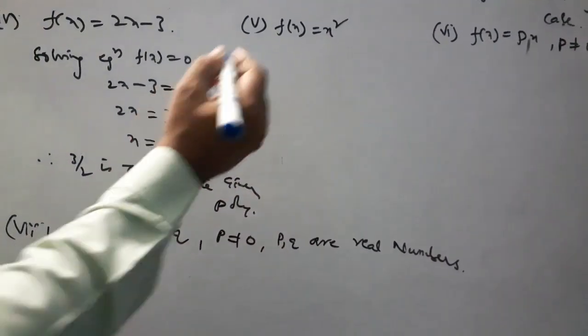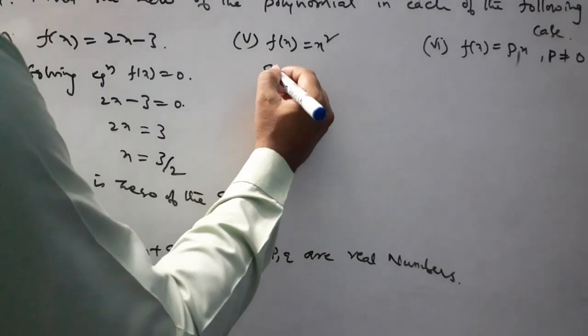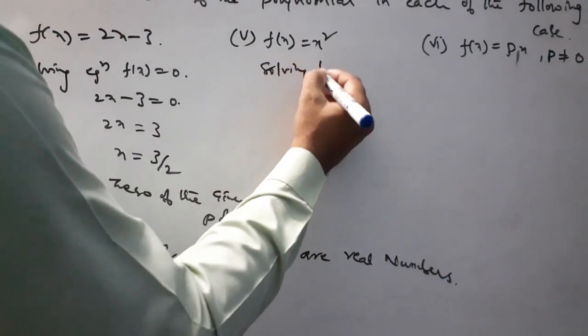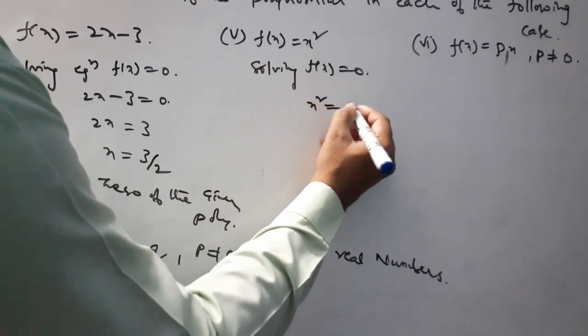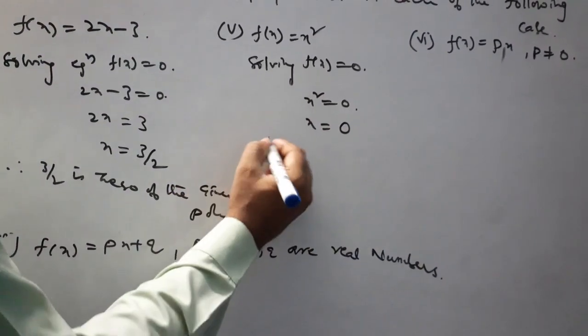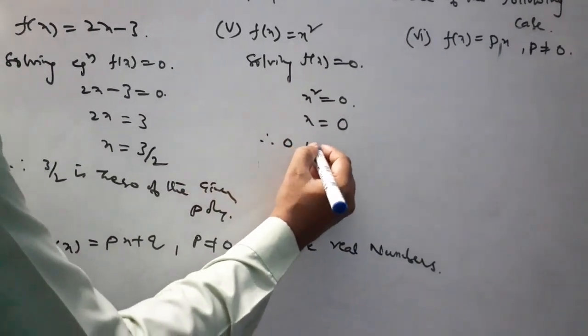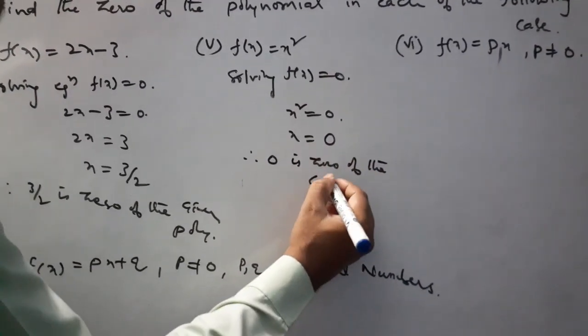polynomial. So now the fifth one, f of x equal to x squared. So now solving f of x equal to 0. So x square equal to 0, x is equal to, we will get 0. So therefore 0 is the 0 of the given polynomial.